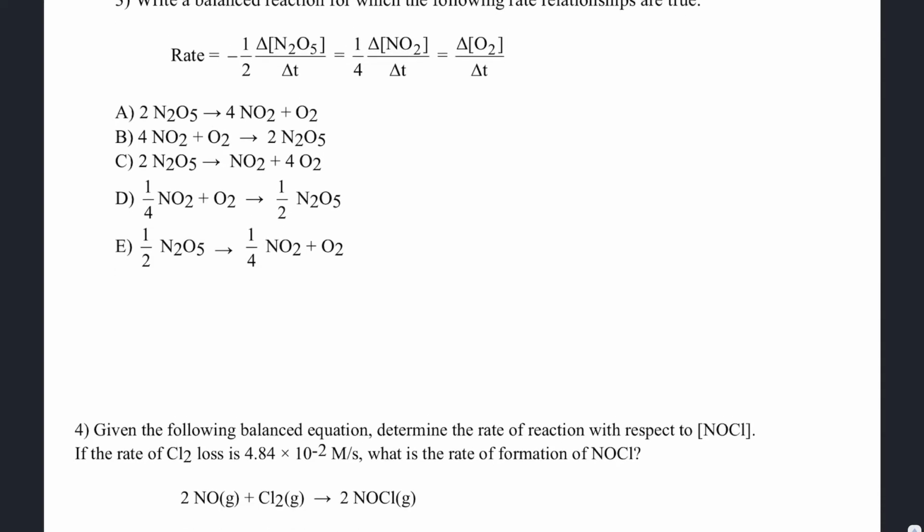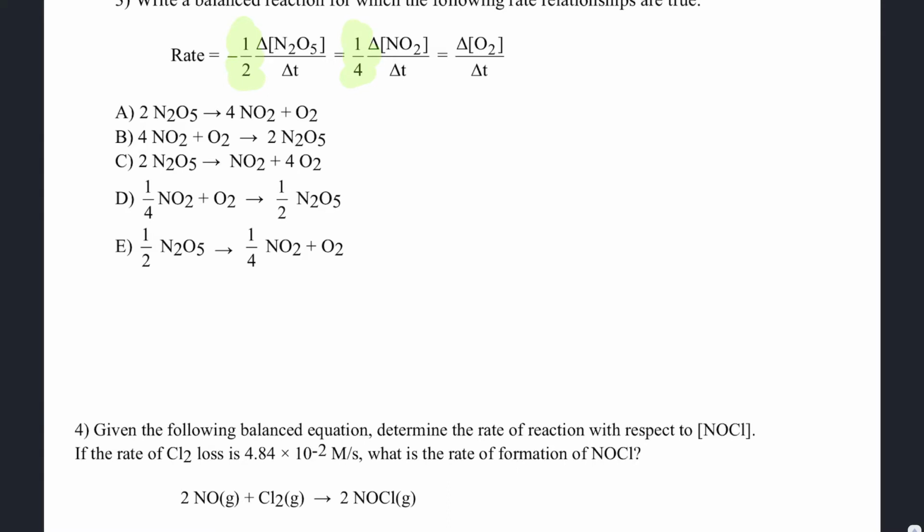So let's take a look at number 3. Write a balanced reaction for which the following rate relationships are true. And let's remind ourselves of a couple of things. The fractions that we see in front of these compounds, if we invert those fractions, then that represents the coefficients in the balanced chemical equation. So that would mean in our multiple choice section that these coefficients, like this 2 and 4, for example, better match up, otherwise it's not going to be the correct answer. But that's not the only thing.